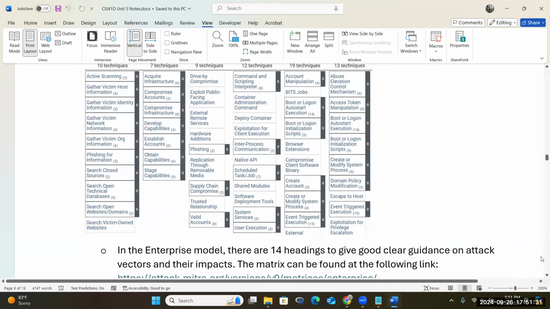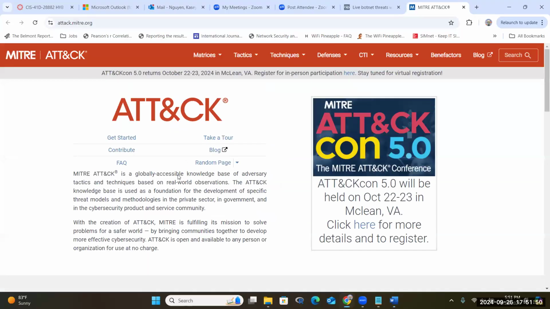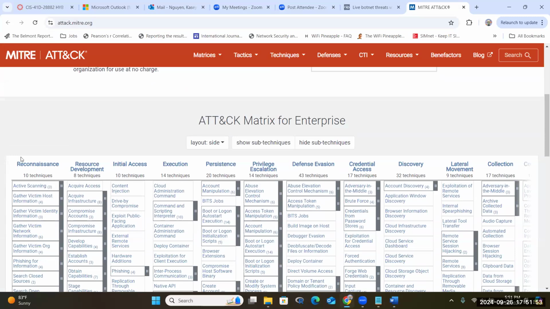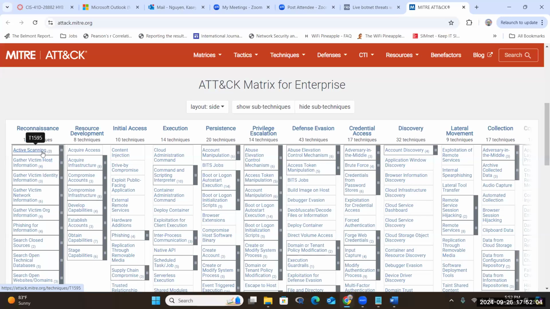So what we'll do is we are going to complete that exercise. It tells you that for 11, you are going to go look at the matrix for the enterprise. And you're welcome to check out the other things. So when you visit this, it breaks down into the attack stages, right? Recon is one of the bigger areas. So you would start out with active scanning. And then you can go into some in-depth about getting information.